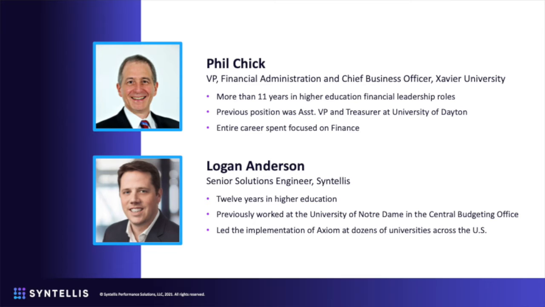You can see a little bit about my bio on the screen. Just a little bit about Xavier, too, to put some of what I'll mention later in context. We have about 5,000 full-time undergrads and about 1,700 full and part-time graduate students with an annual budget of about $200 million. We're a tuition-dependent institution, and we have about 1,000 employees. So that at least gives you some context of how big we are, and when you hear my comments, you'll be able to relate to some of what we've gone through.